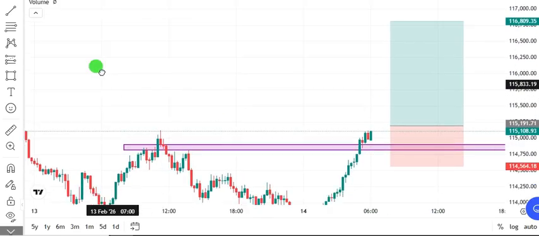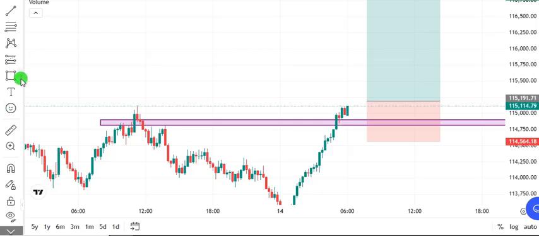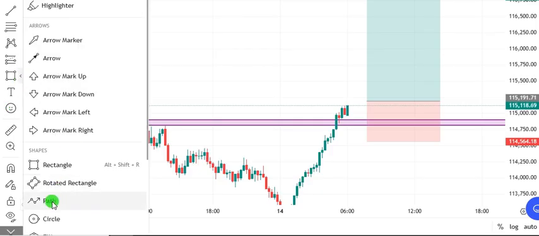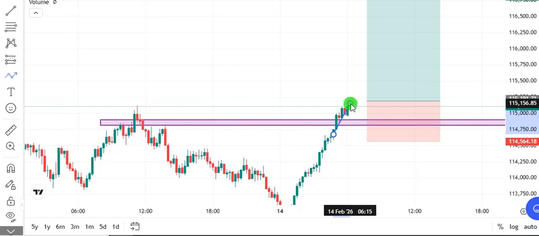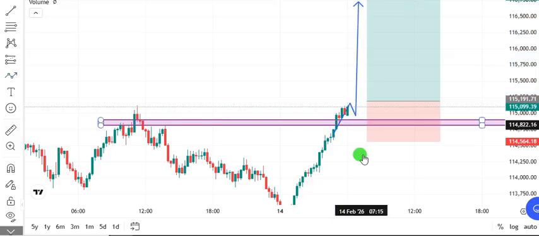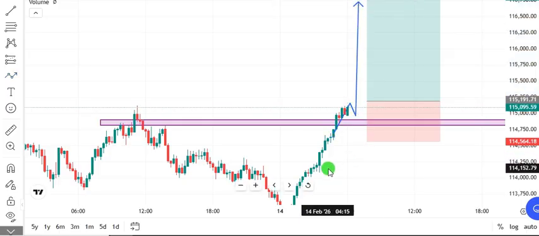Okay, so let me use this to make it a bit clearer. After breaking above this previous structure, we want to see it pull back. It is definitely going to pull back, at least to show us that the bears really want to take it below, but they're unable to do that. They show a bullish candle closing above it again. Then we go long, and of course we can target our minimum of 1:2 risk to reward ratio.